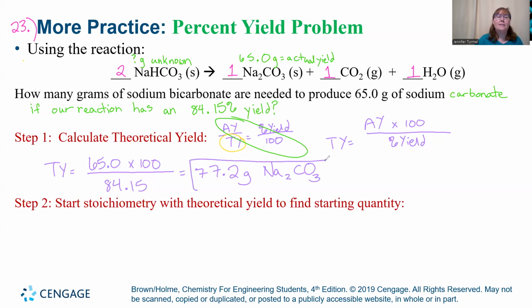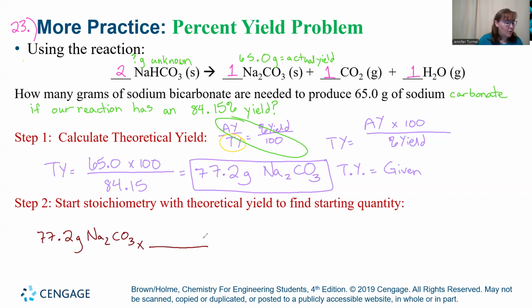Okay, and this is my theoretical yield, and it becomes my given for the next step. So I start my stoichiometry now with that value, 77.2 grams of Na2CO3. And the next thing that I'm going to need is my molar mass.